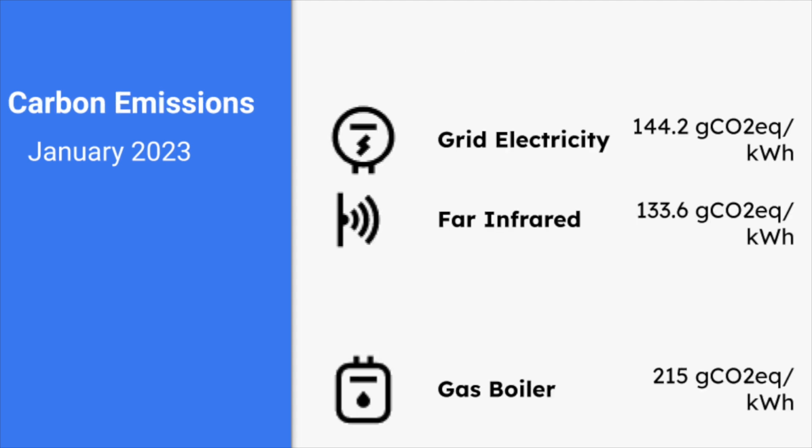So the emissions for this month are particularly good. Clearly it was quite a windy month. The grid averaged 144 grams per kilowatt hour, and far infrared, helped by the solar, averaged 133.6 grams of CO2 per kilowatt hour.